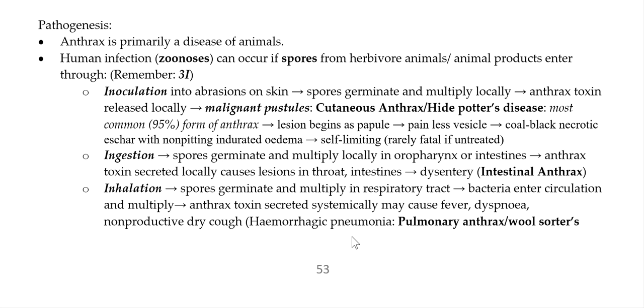So let us see what happens if the spores are inoculated into abrasions on the skin. They germinate, they multiply locally, and they form anthrax toxin, which is released locally and is responsible for cutaneous anthrax, also known as malignant pustule, or Hide Potter's disease. This is actually the most common form of anthrax. 95% of cases of anthrax are cutaneous anthrax.